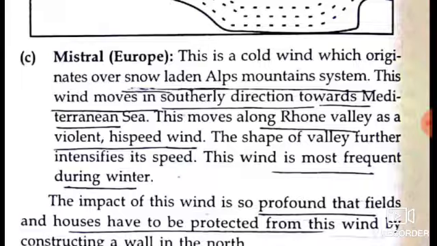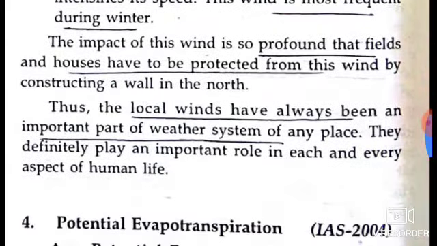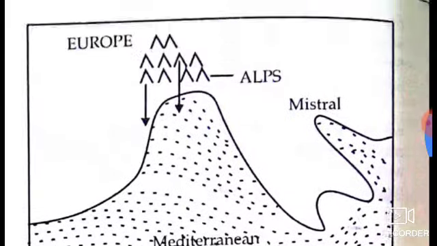This wind is most frequent during winter. The impact of this wind is so profound that the fields and houses have to be protected from this wind by constructing a wall in the north. Thus, the local winds have always been an important part of the weather system. In any place, they definitely play an important role in each and every aspect of human life.